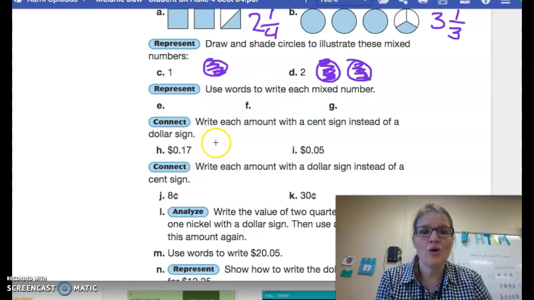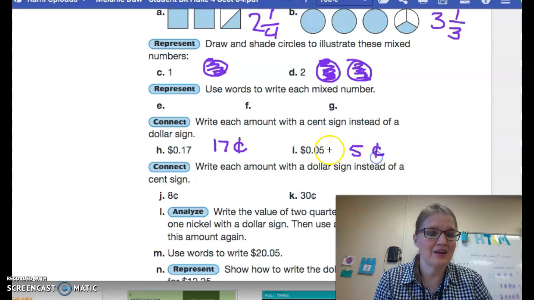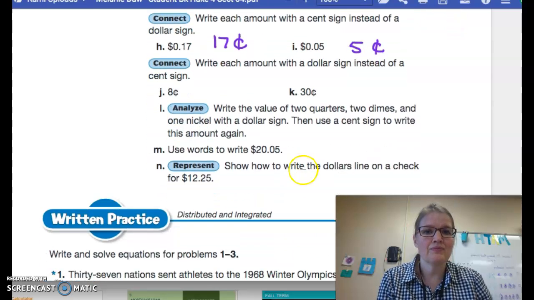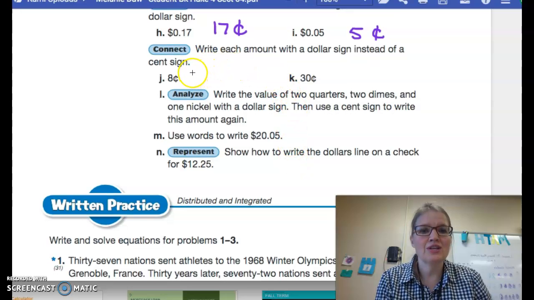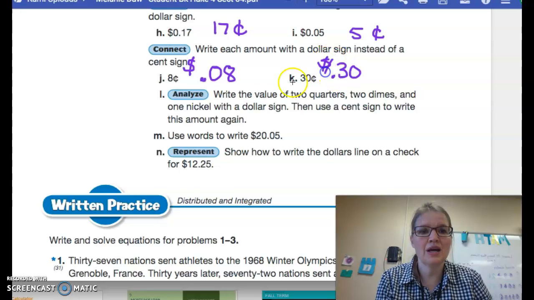Write each amount with a cent sign instead of a dollar sign. So we would see 17 cents and 5 cents. We don't have to have all those little zeros. Write each amount with a dollar sign instead of a cent sign, and we would go decimal 0.8 with a money sign, and we go decimal 3.0 with a money sign.